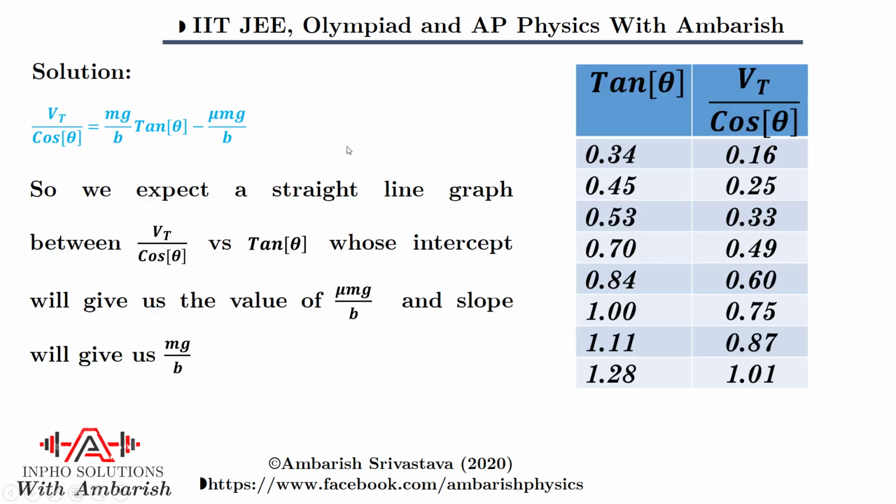All right, so for plotting the graph, we have calculated tan theta and Vt upon cos theta based on the table of values that was given to us in the previous slide. These are the values which we are supposed to plot on the graph, and then we'll be commenting on the values of b and mu. So we expect a straight line graph between Vt by cos theta versus tan theta, whose intercept will give us the value of mu mg by b and the slope will give us the value of mg by b.